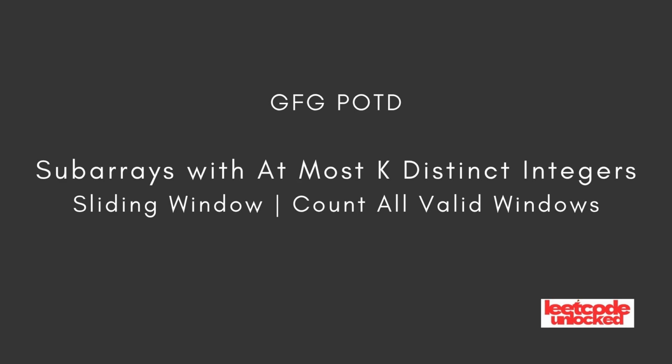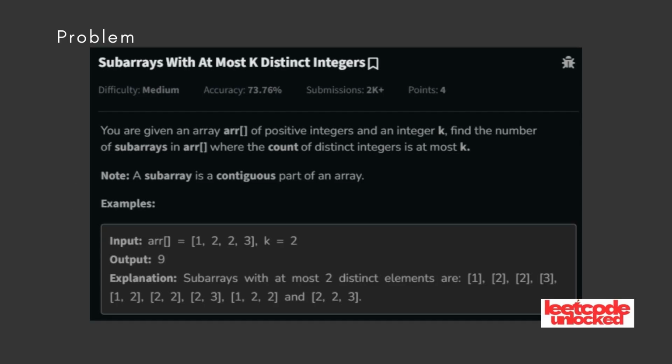Today's GFG problem of the day is a natural follow-up to yesterday's sliding window problem. Yesterday we solved longest subarray with at most two distinct integers, where we had to find the max length. Today, we're going a step further. Count all subarrays that contain at most k distinct integers.